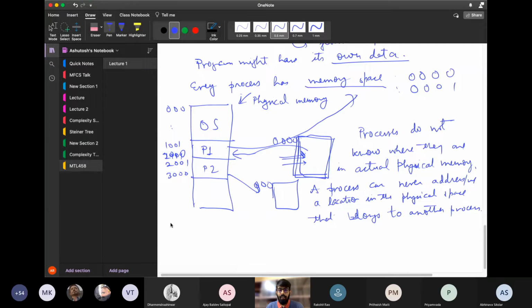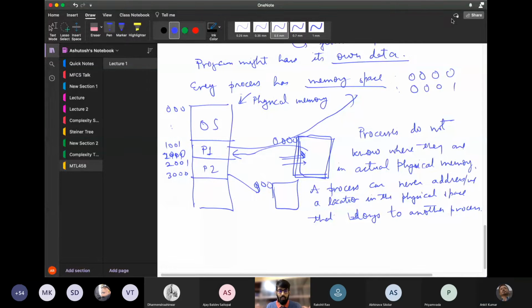Sir, I have a question. Yeah, please. Isn't this allowed if the process is running as a privileged process? So we'll come to that. If the process is running as a privileged process, actually there are system calls for that, and generally in most cases the process will ask the OS to do these jobs for it.